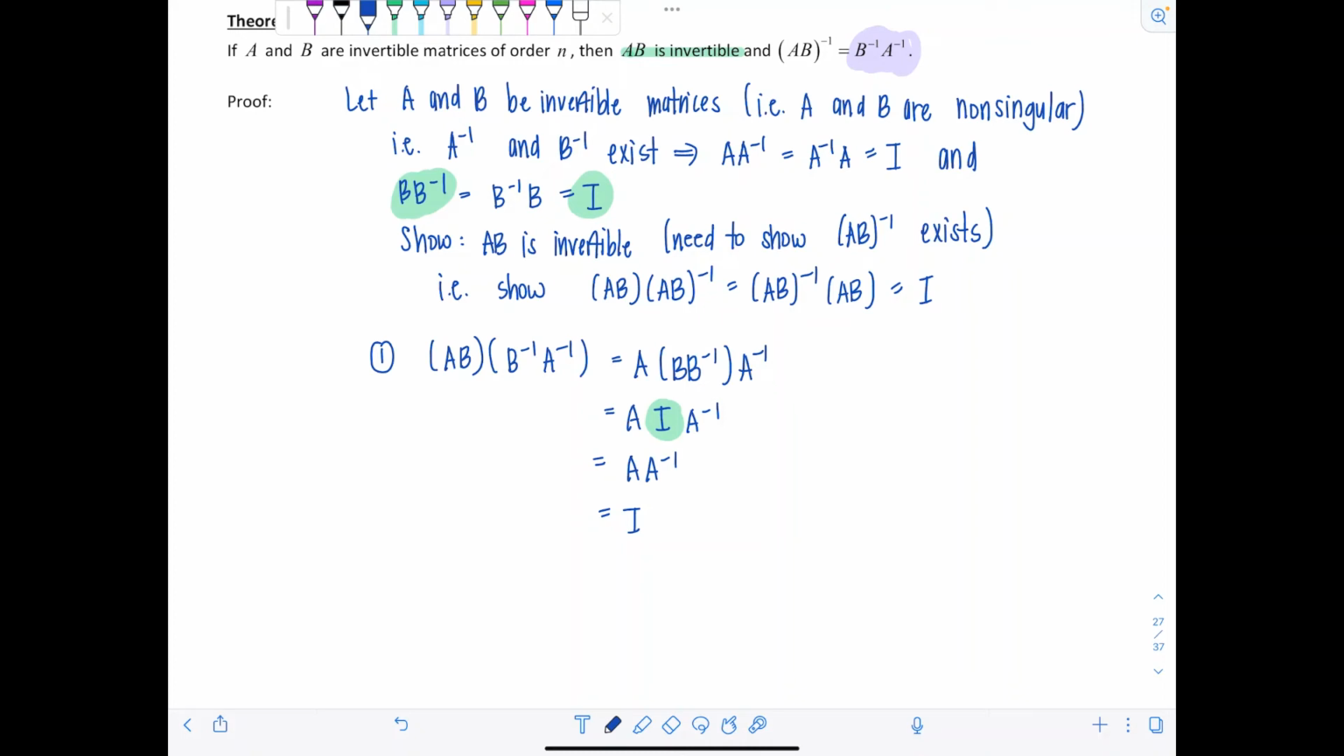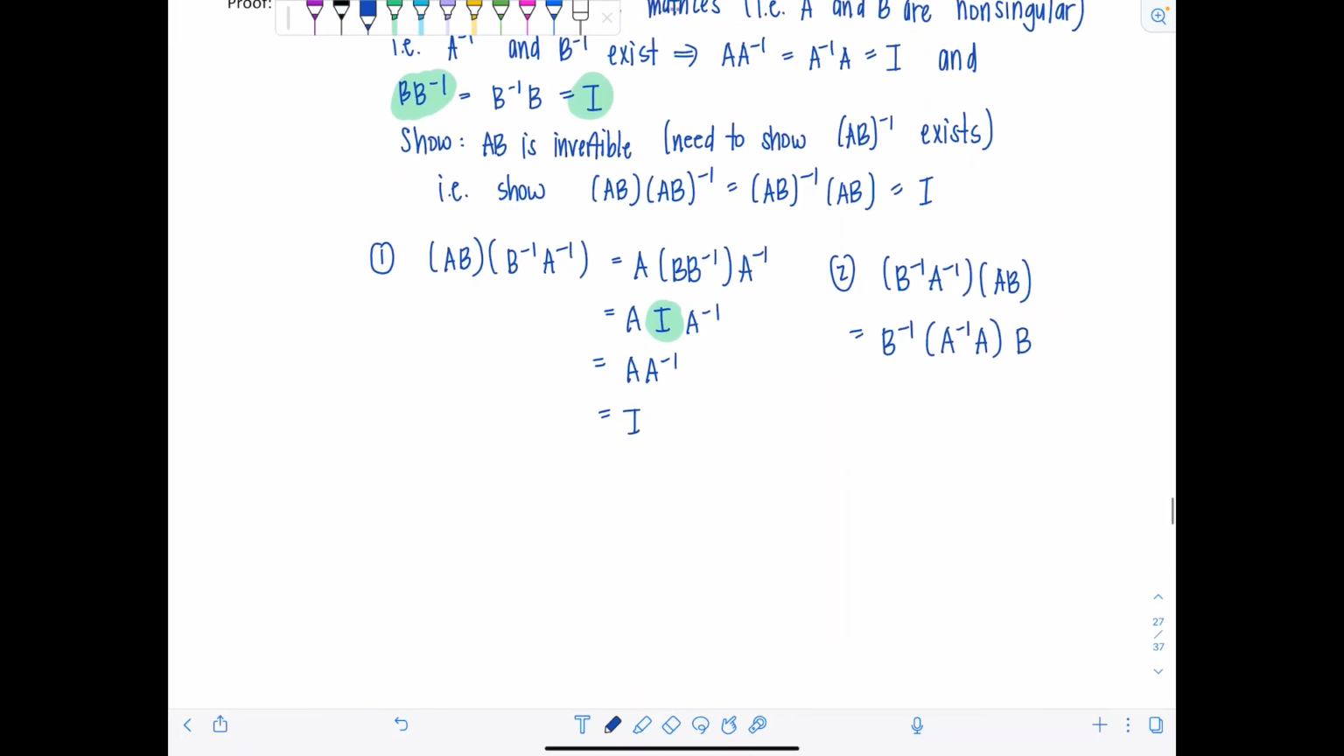Okay, so now I took AB, multiplied by B inverse A inverse on the right, and I got the identity matrix. Let's see if we get the same result when we multiply by B inverse A inverse on the left. You do have to show multiplication in both orders because remember, matrix multiplication is not commutative. So again, I'm going to use the associative property: A inverse times A, and then little b's hanging out there. A inverse times A is just the identity matrix. B inverse times identity matrix is B inverse times B, and yep, this gives me back the identity matrix.